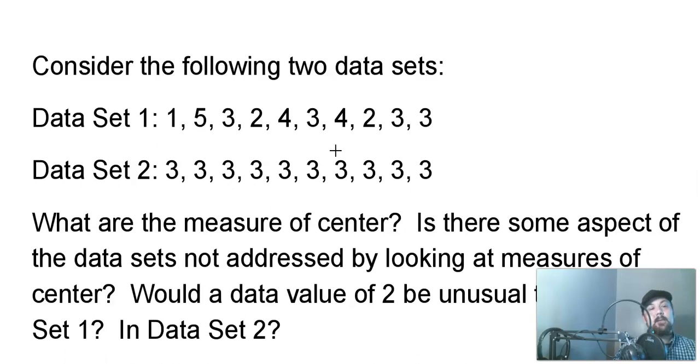In the first data set, we have the numbers 1, 5, 3, 2, 4, 3, 4, 2, 3, 3. In data set number 2, we have the number 3 repeated. And it's the same number of data values because I didn't want that to be the issue that we focus on here. All right. What are the measures of center?